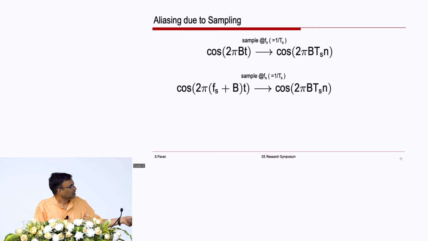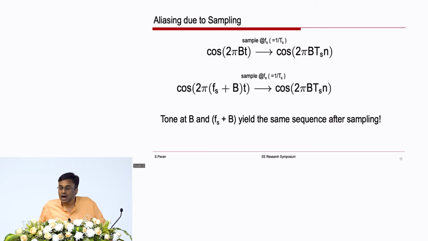So, coming back to sampling, there is a fundamental problem in the sense that if you take a sinusoidal tone at a frequency b hertz and sample it at Fs, which is 1 over Ts, this is the sequence that you get. Unfortunately, if you take a sine wave at Fs plus b and sample it at Fs, you still get the same output sequence.